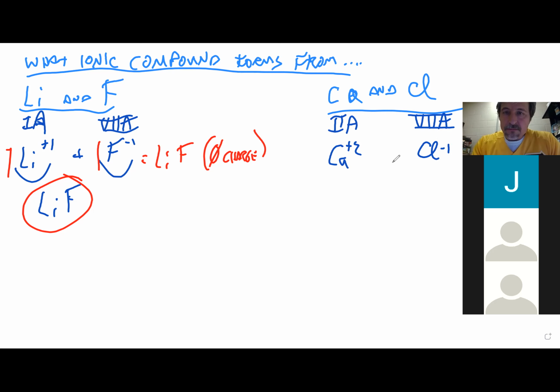Okay, well, if we went 1 calcium plus 2 plus 1 Cl minus 1, what would we make? We'd make a CaCl, but a plus 2 and a minus 1 would be a plus 1, and that can't be right. And I hope it's obvious that we need 2 minus 1s to even out the plus 2, right?